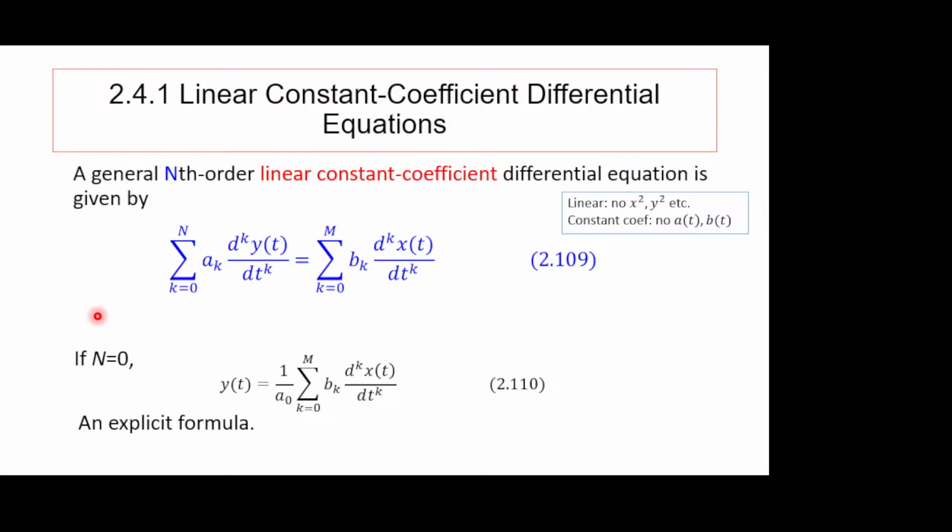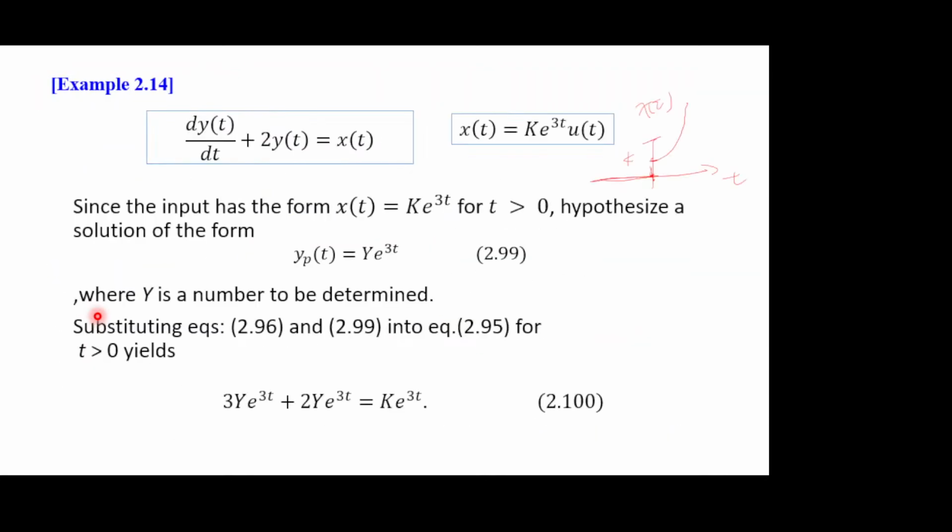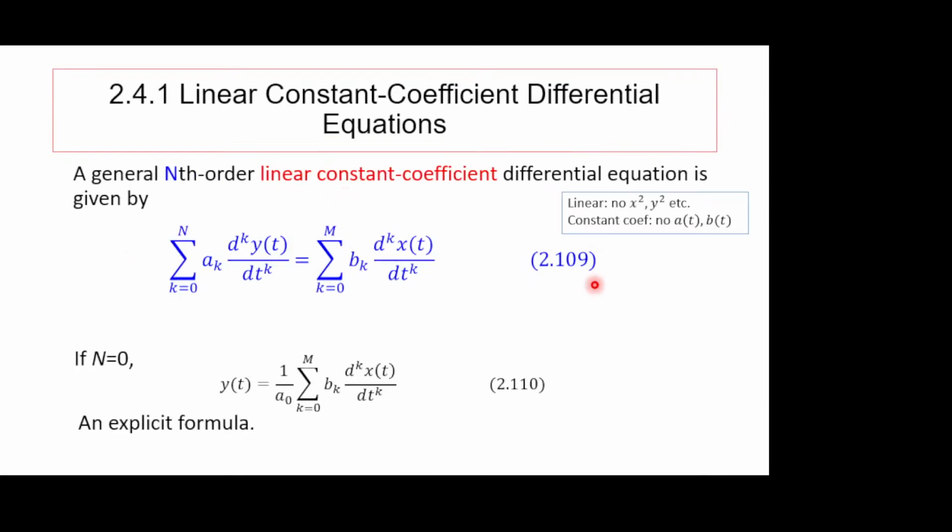I guess we can look back at our favorite, equation 2.95. This is an example of a first order linear constant coefficient differential equation. On the right hand side you have x of t, so you don't have a derivative there, so m equals 0 and b_0 equals 1. On the left hand side n equals 1, because the highest order is dy/dt, one order of differentiation, and a_0 equals 2 and a_1 equals 1. So this is a particular example of our very complicated looking equation 2.109, the nth order linear constant coefficient differential equation. Those are the equations we hope to solve.